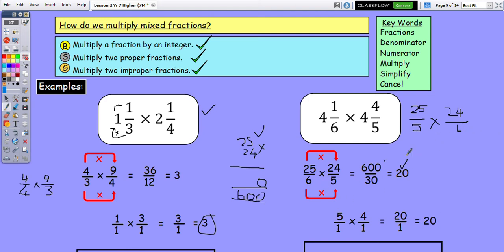So I've simplified the fractions. 25 over 5 simplifies to 5 over 1. 24 over 6 simplifies to 4 over 1. And look, the hardest bit of maths I've got to do is 5 times 4, which is 20.